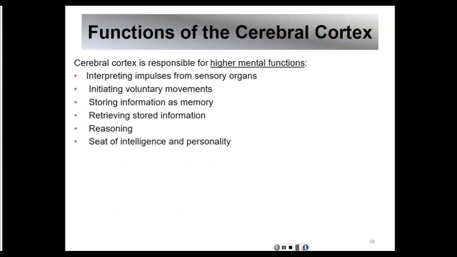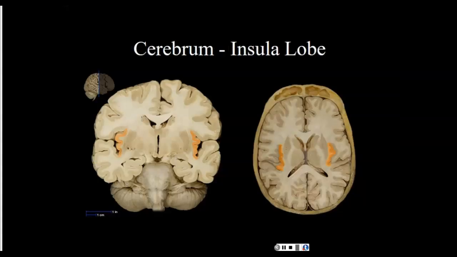The cerebral cortex, that gray matter on the outside, is responsible for higher mental functions. So this is where we get our interpretation of sensory signals, initiating voluntary movement, storing information as memory, retrieving stored information, reasoning, intelligence, and personality. All of this is on that outside layer of our cerebral cortex.